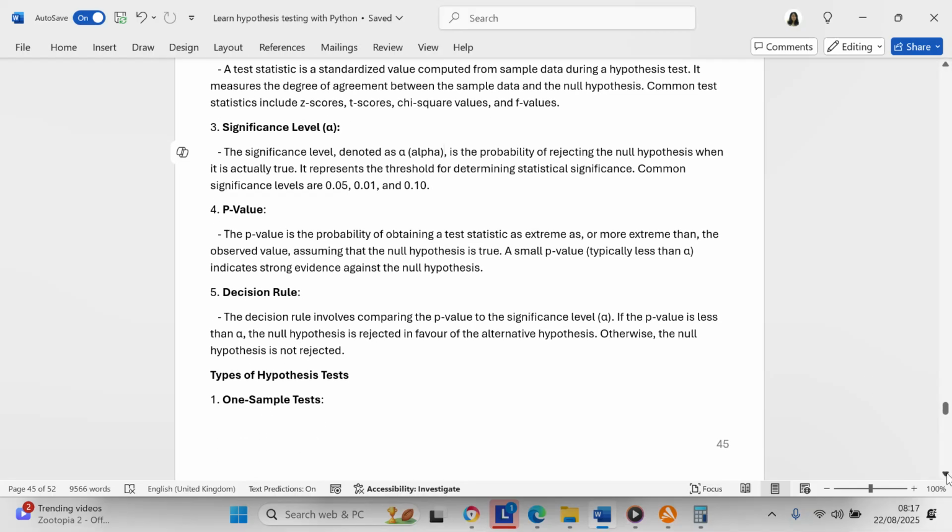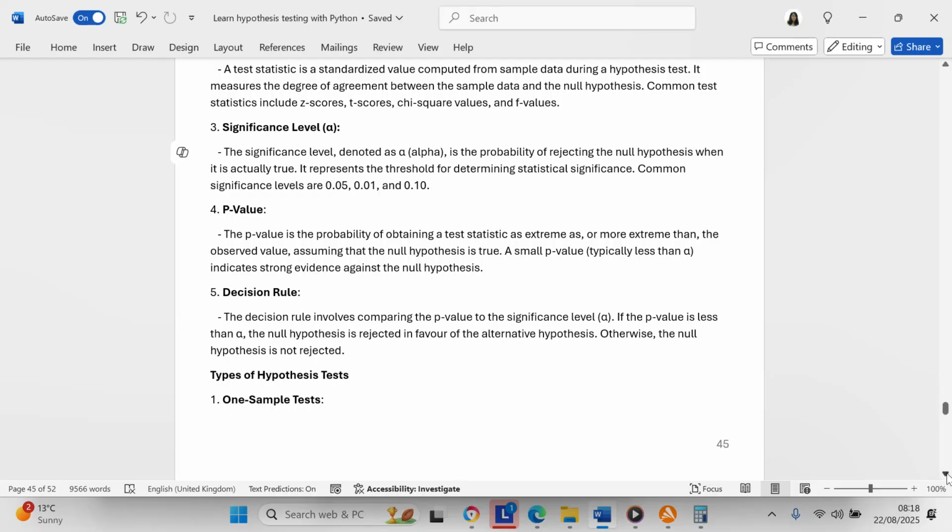You have the p-value. The p-value is a percentage. It's from 0 to 1. So the p-value is the probability of obtaining a test statistic as extreme as or more extreme than the observed value, assuming that the null hypothesis is true. A small p-value, typically less than A or alpha, indicates strong evidence against the null hypothesis.